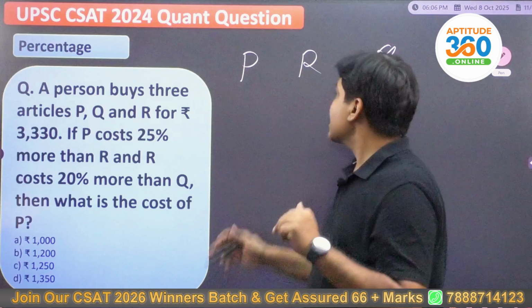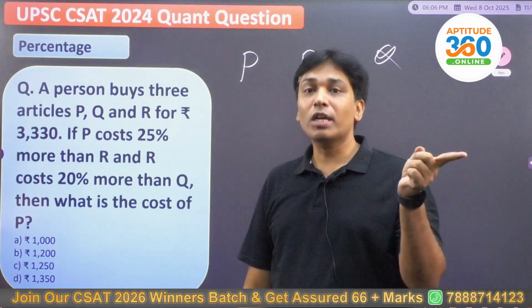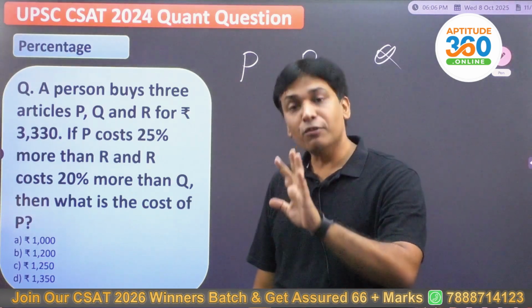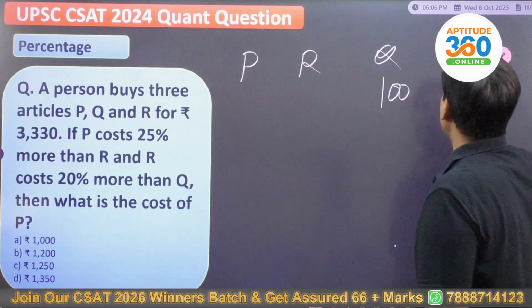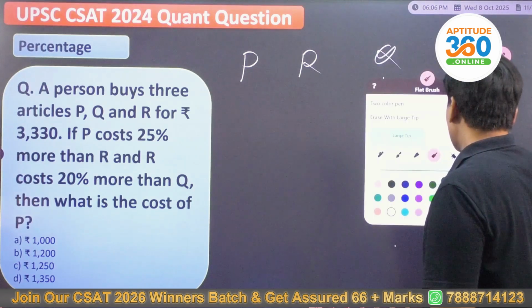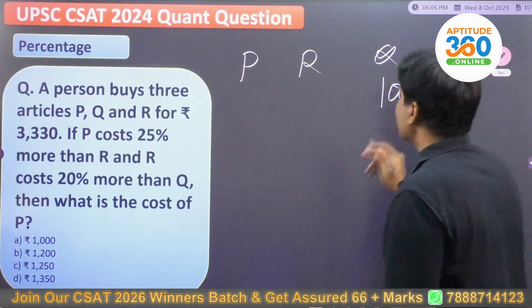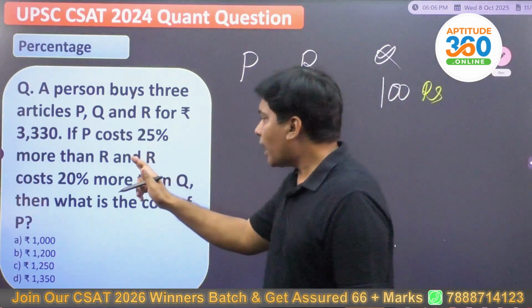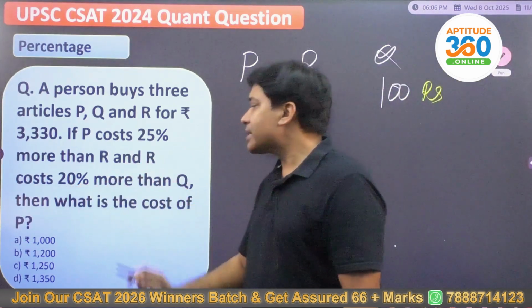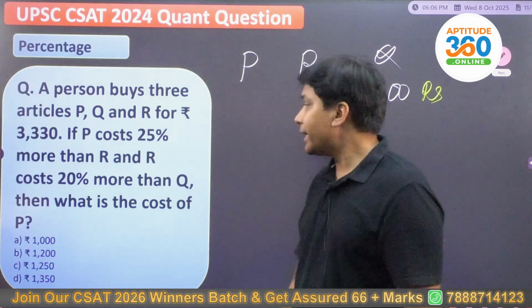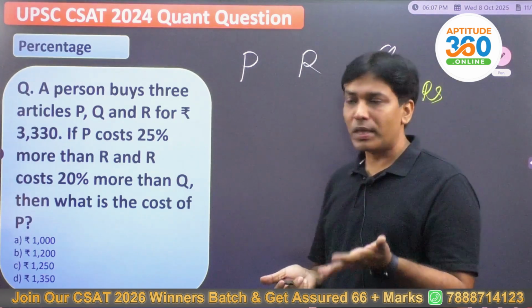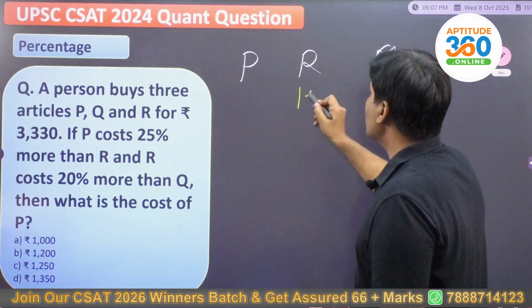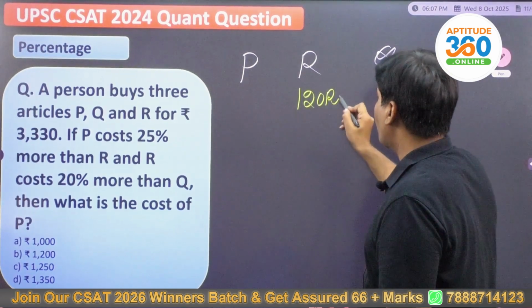P का comparison किससे हुआ? R से. R का comparison किससे हुआ? Q से. So for the sake of calculation, I am going to take the value of Q as 100 rupees, right? And see how we can simplify this. The cost of R is 20% more than Q, right? Now I have taken Q as 100. So 20% of this value is 20% more. So it is going to be nothing but 120 rupees.